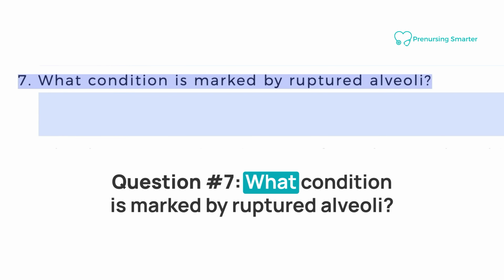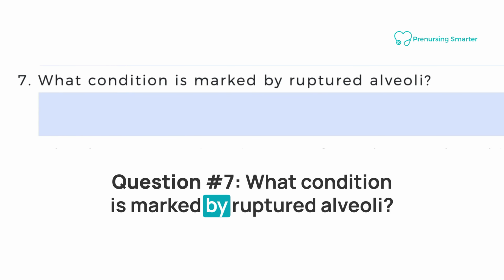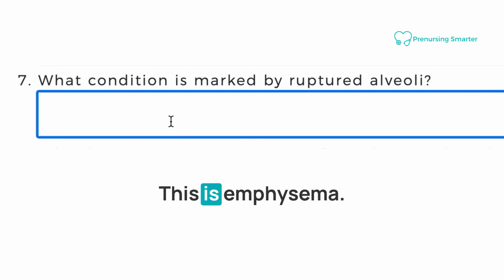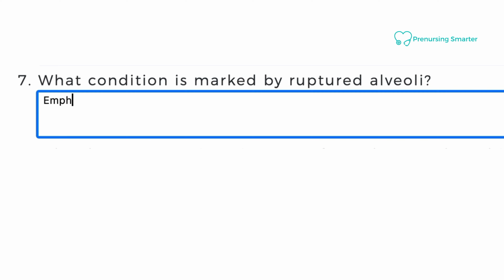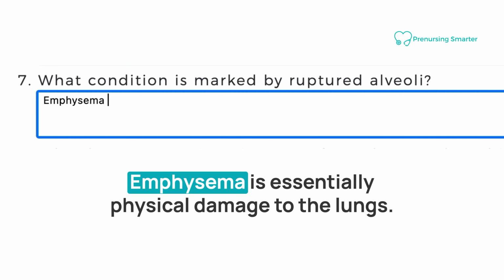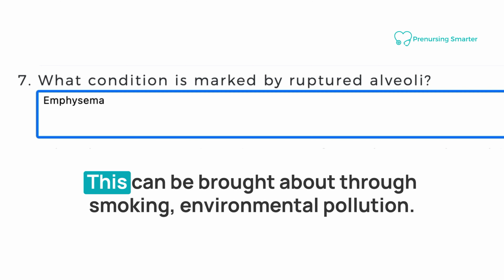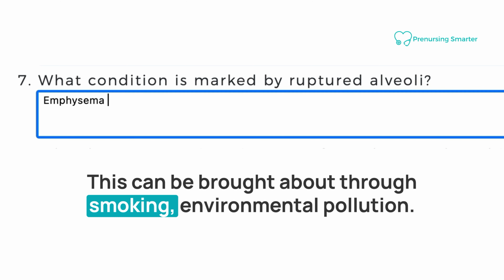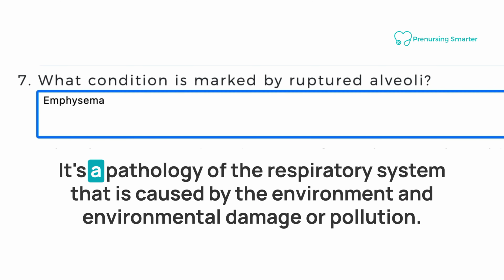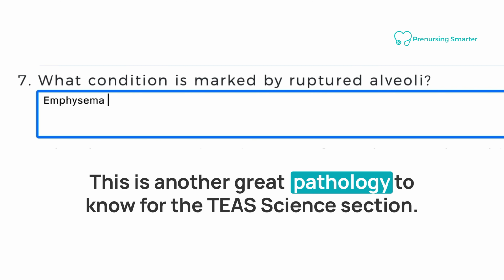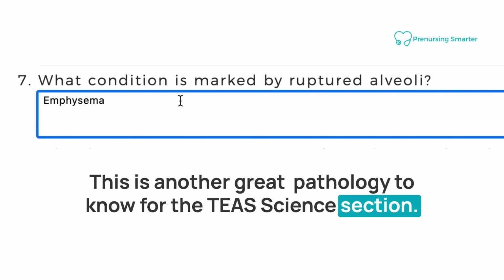Question number 7. What condition is marked by ruptured alveoli? This is emphysema. Emphysema is essentially physical damage to the lungs. This can be brought about through smoking, environmental pollution. It's a pathology of the respiratory system that is caused by the environment and environmental damage or pollution. This is another great pathology to know for the TEAS Science section.